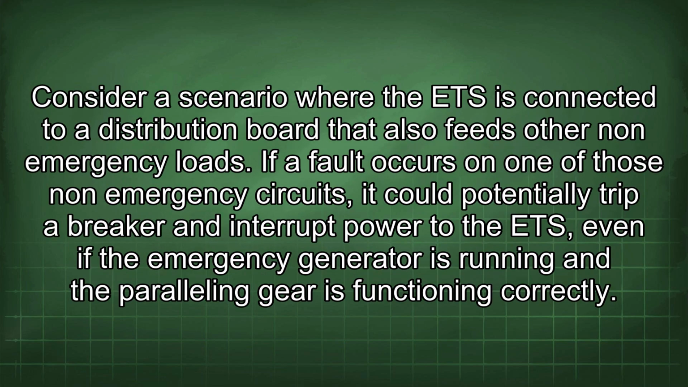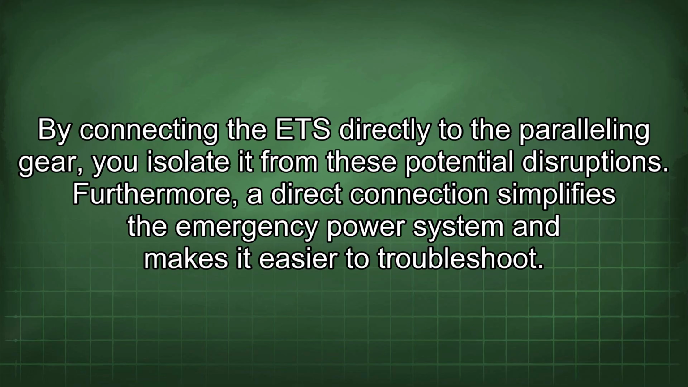Consider a scenario where the ETS is connected to a distribution board that also feeds other non-emergency loads. If a fault occurs on one of those non-emergency circuits, it could potentially trip a breaker and interrupt power to the ETS, even if the emergency generator is running and the parallel link gear is functioning correctly. By connecting the ETS directly to the parallel link gear, you isolate it from these potential disruptions.